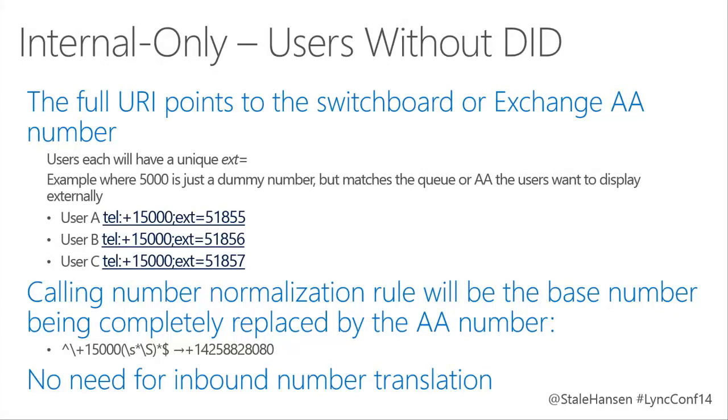So then you create a calling number normalization rule, and you add it to the trunk configuration of where outgoing calls are going. And you normalize the plus 1,5000 to the actual number you want to display out. And then you don't have to create an inbound rule to normalize the incoming number. So you just assign the base number to the entity you want to assign it to in a regular fashion. So there are several ways of doing this.